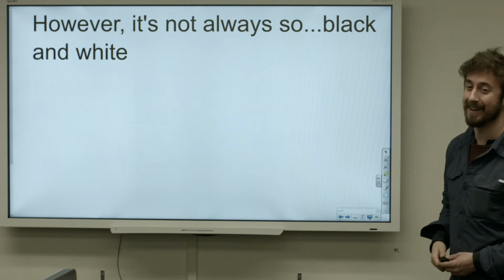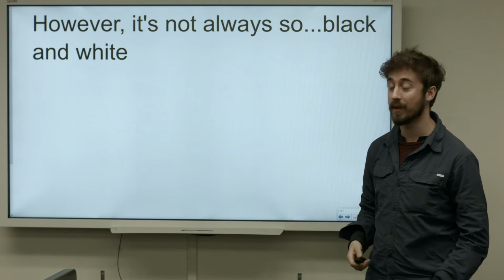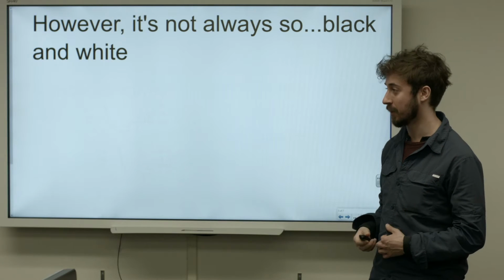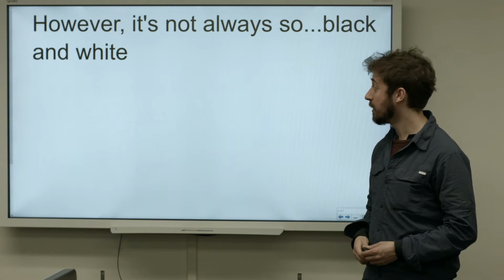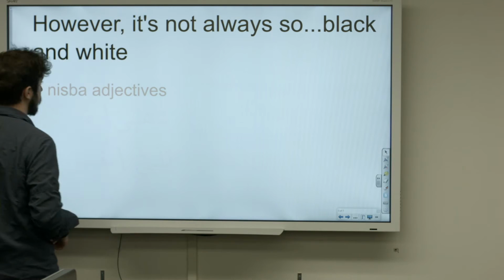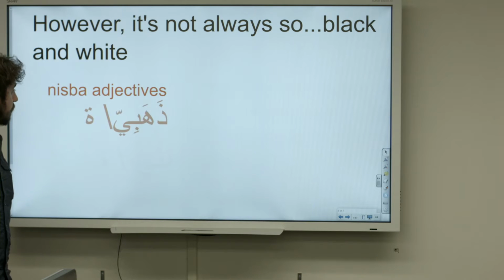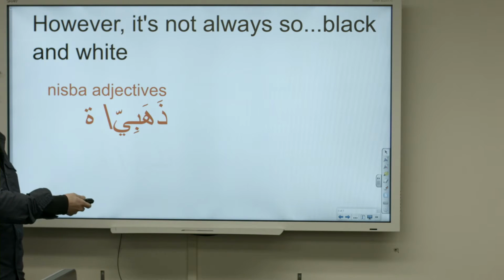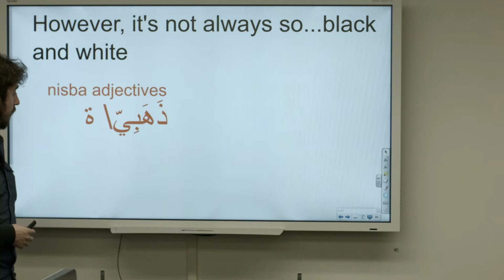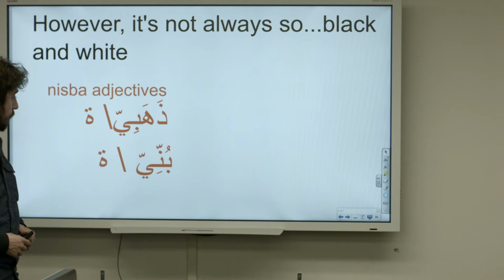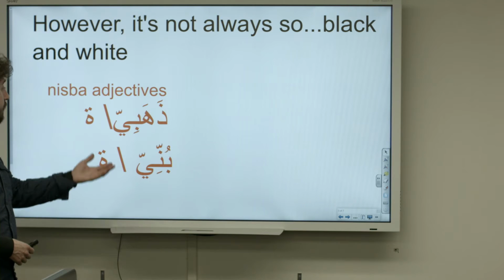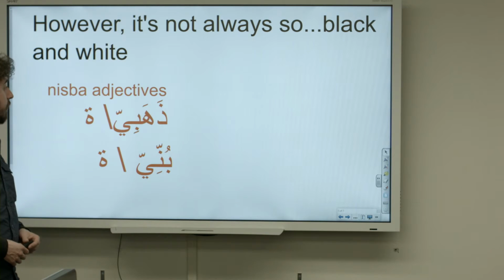Next, so it's not always so black and white. So that is not all colors, not all possible colors will actually follow that pattern. Some of them follow nisba adjectives, and you know by now what nisba adjectives are. And so two examples are dhahabi. Clearly this does not follow the initial pattern, and bunni or bunniya. So dhahabi, dhahabiya, bunni, bunniya, right? This is gold, and this bunniya is brown. And there are lots of others like this. We're just starting to scratch the surface, so you'll find many examples of this.